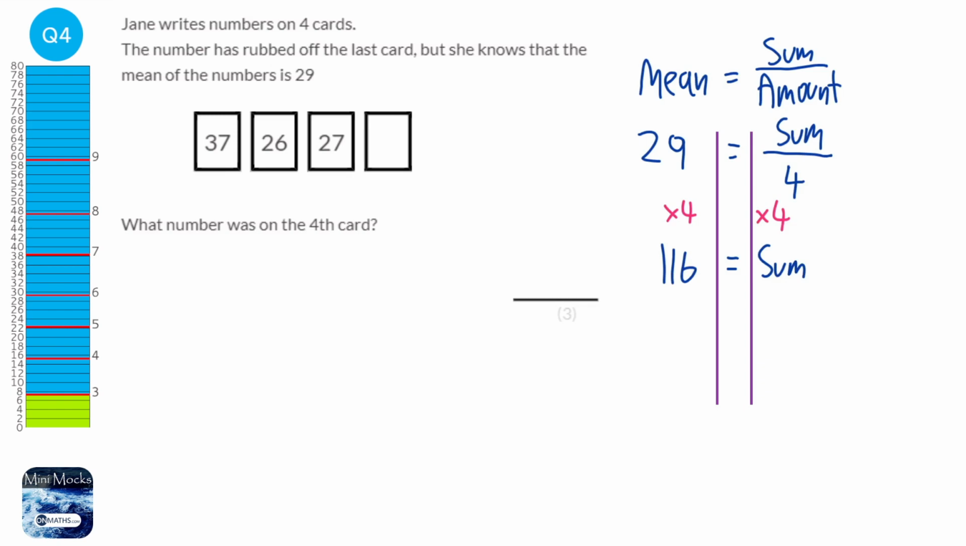So all we need to do is to find the 4th card. We get that 116 and just take away the numbers that we know.